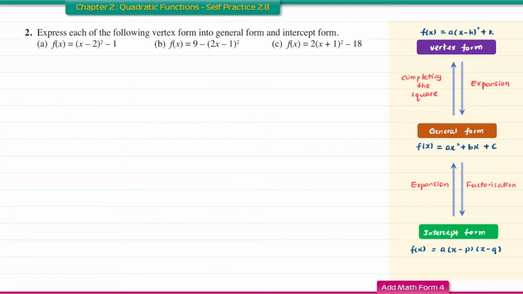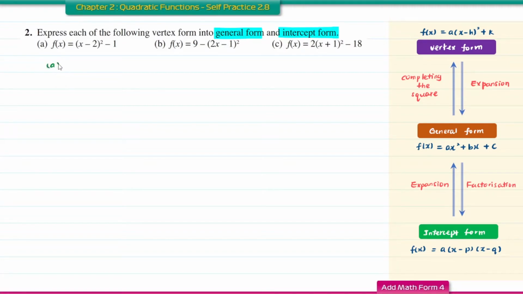Question number 2. Express each of the following vertex forms into general form and intercept form. To change vertex form to general form, we're going to do the expansions. And from general form to intercept form, we're going to do the factorizations.